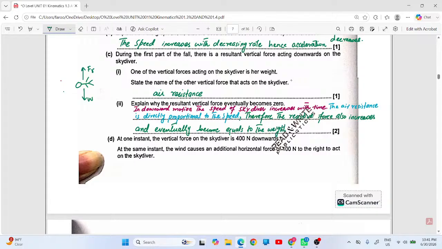ठीक है. So the resultant force and acceleration become zero.